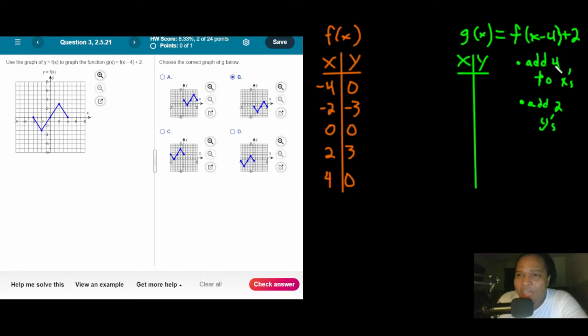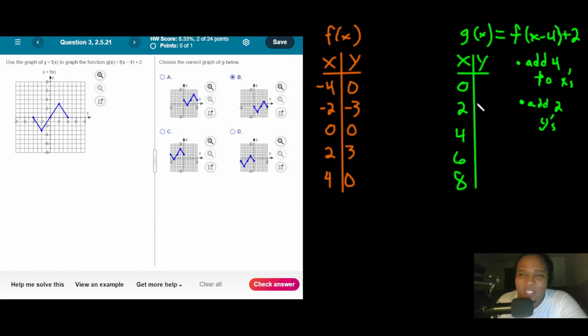So let's go ahead and add 4 to all of our x's. -4 plus 4 will give you 0. -2 plus 4 will give you a +2. 0 plus 4 would give you 4. 2 plus 4 would give you 6. And then 4 plus 4 would give you an 8. That's it for all of our x's. We're done with the x's.